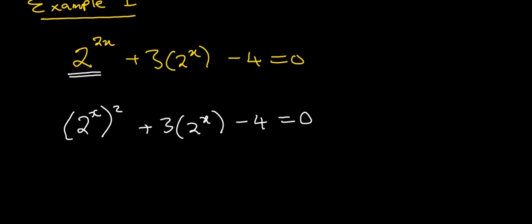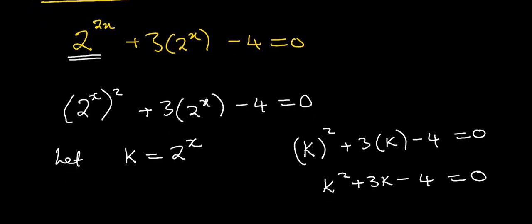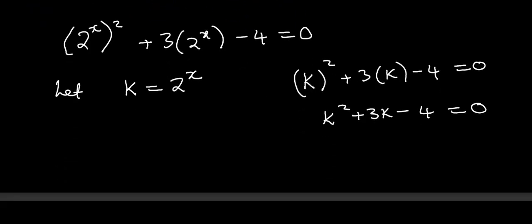So from here, we let any letter, let k be equal to 2 to the power x. Wherever there is 2 to the power x, we'll replace it with k. So we're going to get k raised to the power 2, then plus 3k, then minus 4, which is equal to 0. This will just be k squared plus 3k, then minus 4, equal to 0. Then from here, we can just solve this.